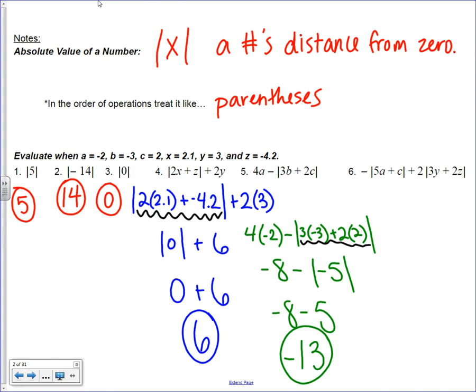Questions? Nobody? Okay, let's do another one. Everybody see the negative sign that's out front? Got to keep it there. Start the bar. 5 times, what am I putting in for A?